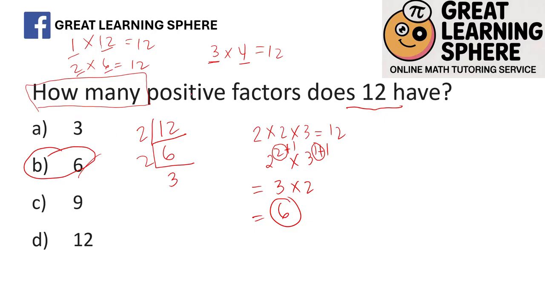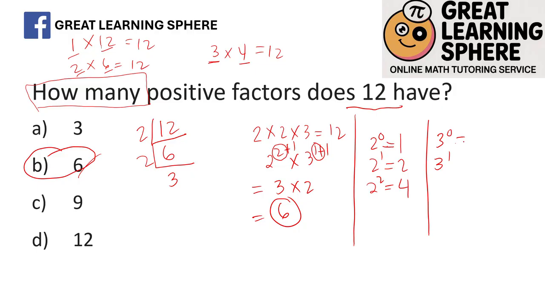So now the question is, why are we adding 1 to the exponent? Take note that we have 2 raised to 0, 2 raised to 1, and 2 raised to 2. And for the powers of 3, we have 3 raised to 0 and 3 raised to 1 as well. Any number raised to the power of 0 is equal to 1. Any number raised to the power of 1 is the number itself. And 2 squared is equal to 4. So we have here 1 and 3.